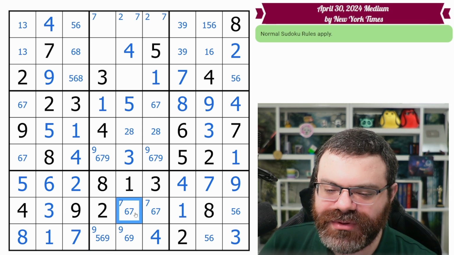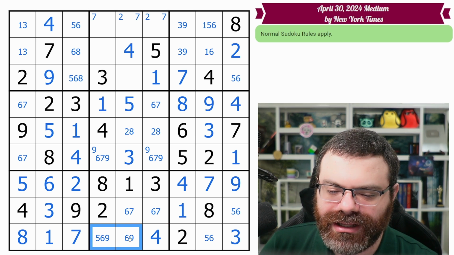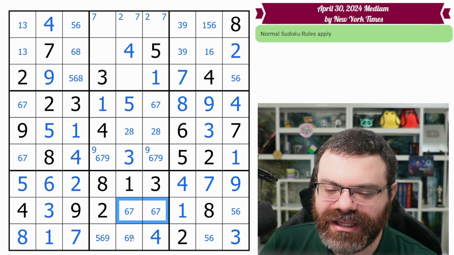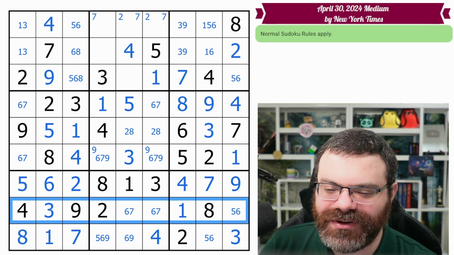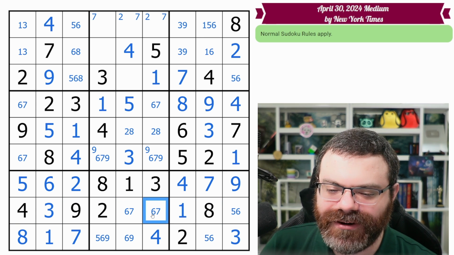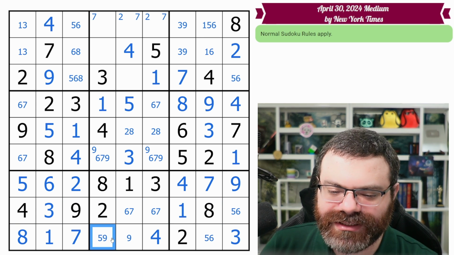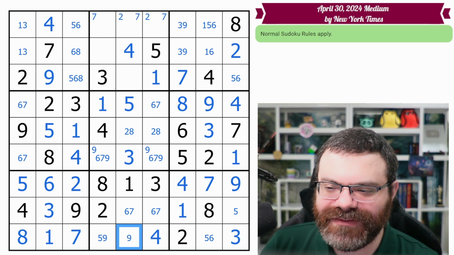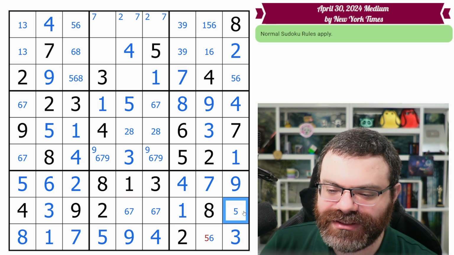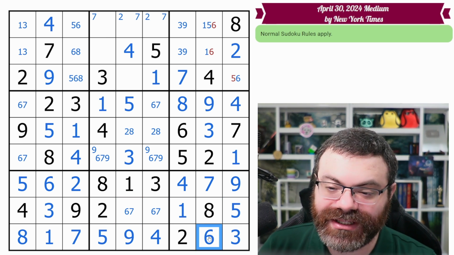If you didn't see it that way, you can see that we made a 6-7 pair here. The 6-7 pair is very useful, right? I'm going to get rid of these markings because now the rest of the box and the rest of the row can't be 6 or 7 because the 6 and 7 are here. So this is not 6, this is not 6, and this is not 6, right? So that gives you the 9, which then gives you this 5, and then this 6, 7 also gave this 5, which gives us 6.